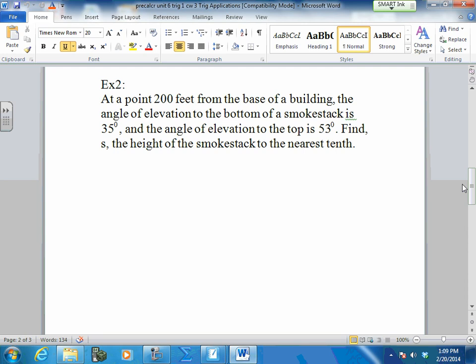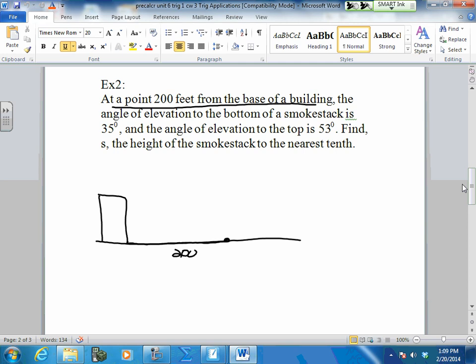Now, let's take it apart. I'm at a point 200 feet from the base of a building. So, first thing I need to draw is a building. Now, my base of the building is here, isn't it? I'm 200 feet away from the base of the building. Now I'm looking at a smokestack. Where is the smokestack located? In the air. On top of your building, right? It's still in the air. So I'm looking at the bottom of the smokestack, and my angle of elevation is 35 degrees.